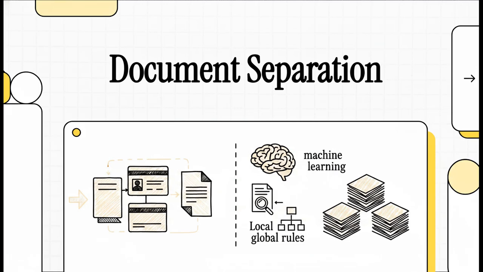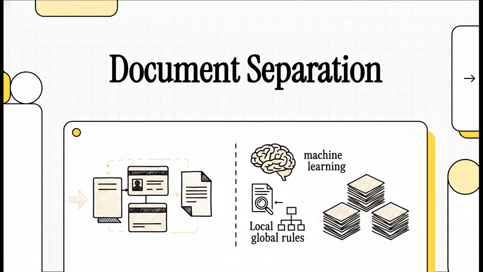Imagine a business receives a massive, continuous stream of scanned pages. We're talking mixed forms, invoices, ID cards, literally all just scanned together in one giant batch. How on earth does a computer figure out where one document actually ends and the next one begins? Well, it's a pretty tricky sequence mapping challenge.